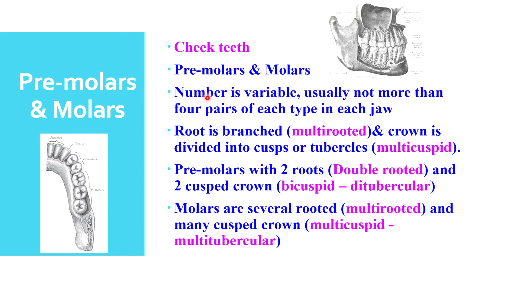And this number is variable, usually not more than 4 pairs of each type in each jaw.